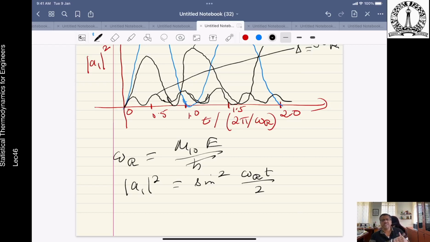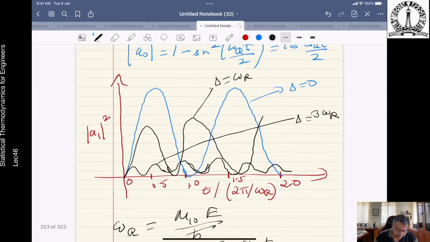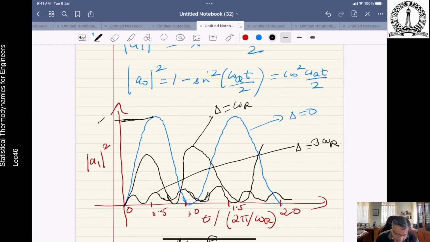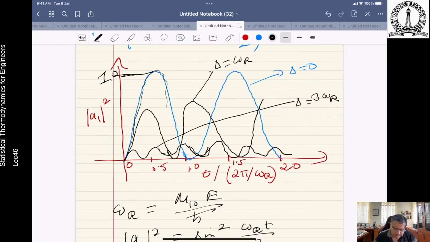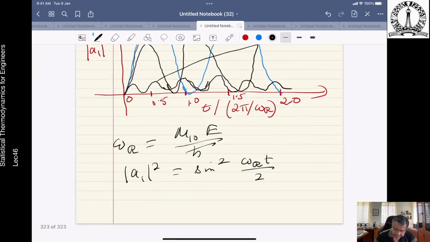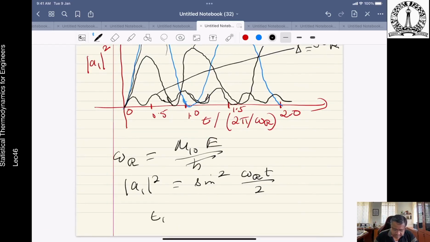At resonance, the system is completely inverted after a time of pi by omega r. So if we look at it, this is basically your one. At the resonant frequency, the system is inverted completely between the ground and the excited state, and this inversion happens after a time T pi, which is defined by omega r.